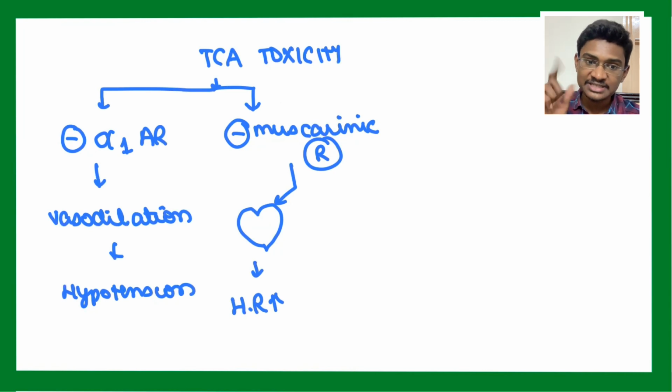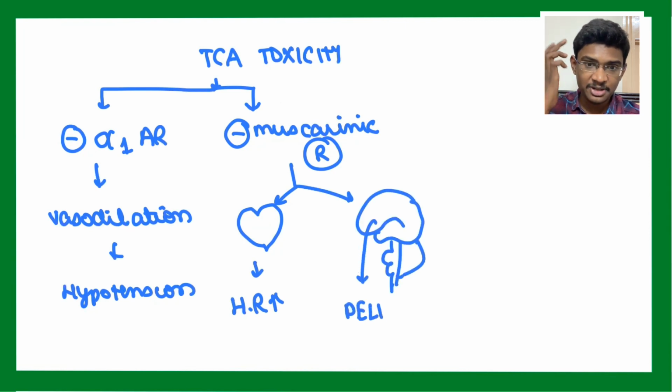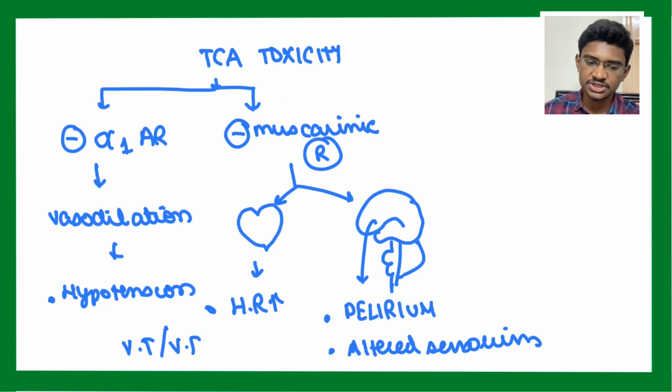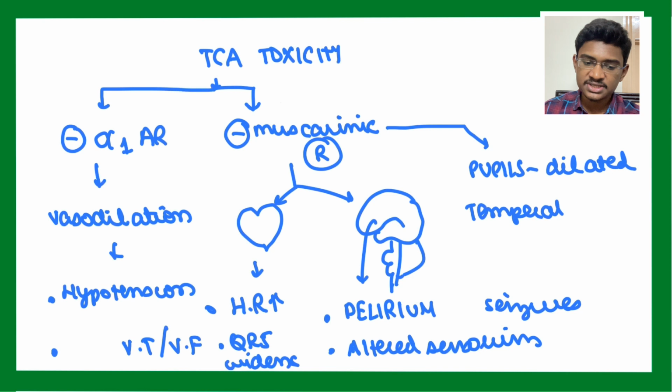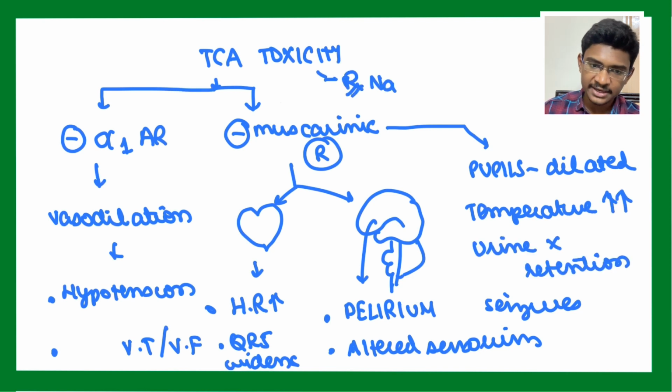Next is inhibition of the muscarinic receptor. If the muscarinic receptor is inhibited in the heart, it will cause tachycardia. And if the cholinergic receptors are inhibited in the brain, that will lead to delirium, altered sensorium, seizures, all these are possible. Also in the heart, the patient will slowly develop widening of QRS, and then VT or ventricular fibrillation. Since it is anticholinergic, pupils will be dilated, urinary retention might also be seen, and hyperthermia might also be seen. So the treatment of choice is soda bicarb. To prevent this cardiac toxicity, we give soda bicarb to this patient.